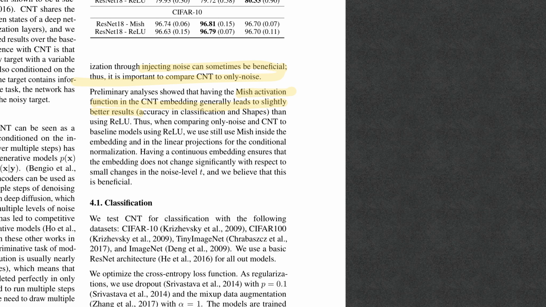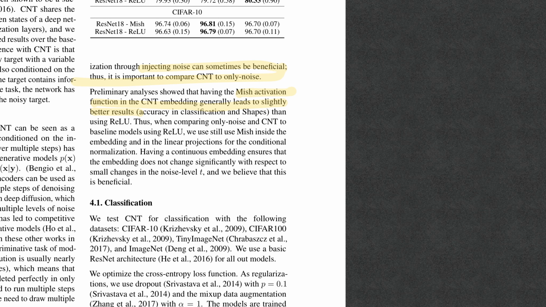All right, for the classification, they focus on CIFAR-10, CIFAR-100, Tiny ImageNet and ImageNet. So the details of optimization are here. Dropout p equals 0.1, alpha equals 1 for mixup. SGD is used with a momentum of 0.9, a learning rate of 0.1, and a weight decay of 1e-4.